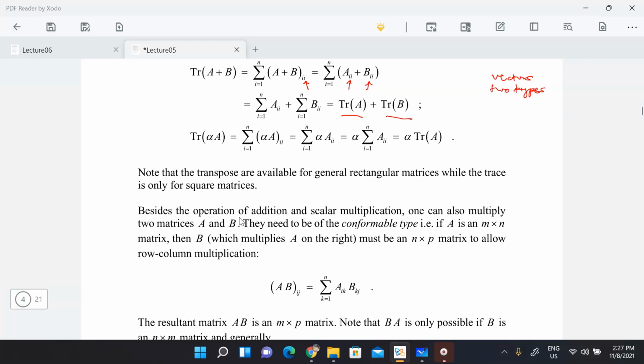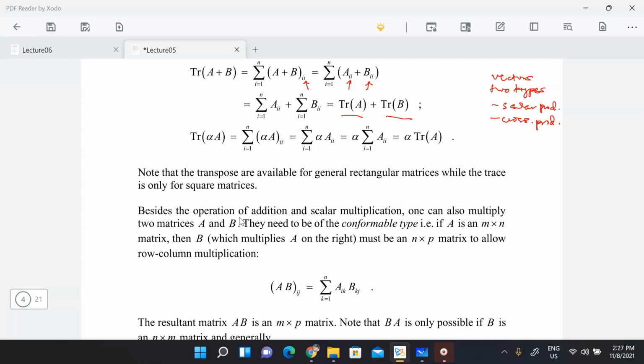One is called scalar product, right? The other one is called the cross product.